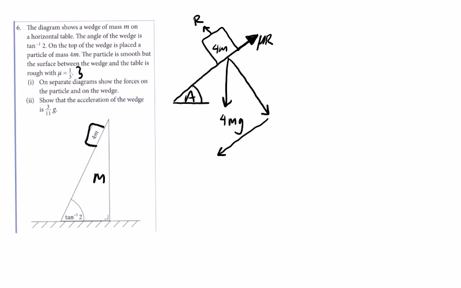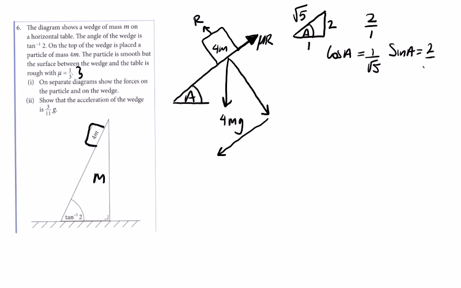So let's look at the angle. We're told here that the angle is the inverse tan of 2. So here's my angle A. The inverse tan is 2, opposite over adjacent. It's important that 2 is written as 2 over 1, so you can get both sides, giving me the hypotenuse as root 5. So the cos A is 1 over root 5, and sine A is opposite 2 over root 5.